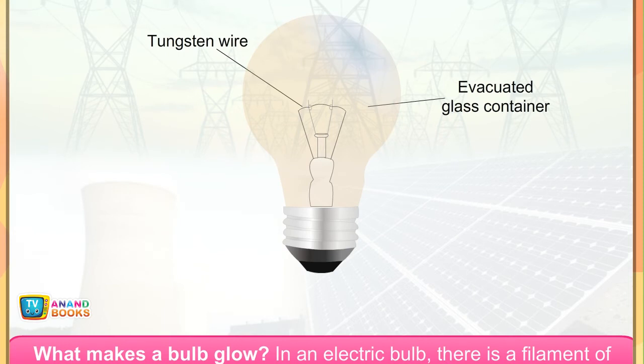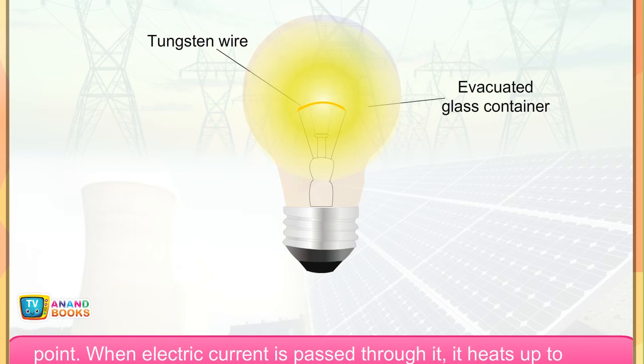What makes a bulb glow? In an electric bulb, there is a filament of tungsten wire. It has a higher resistance and a very high melting point. When electric current is passed through it, it heats up to 2500 degrees Celsius, hence begins to glow and emit light.